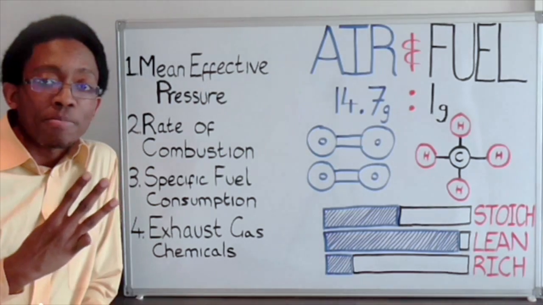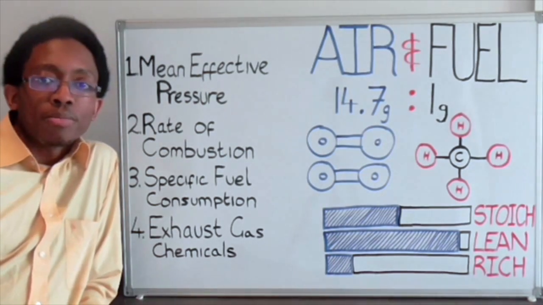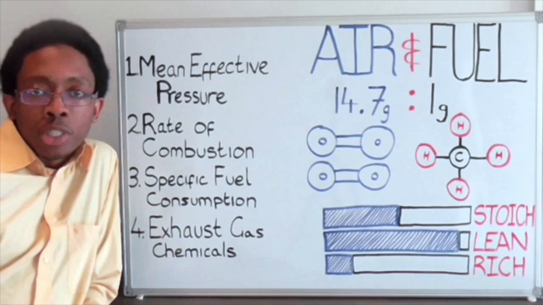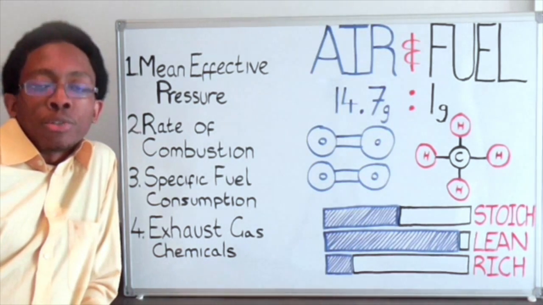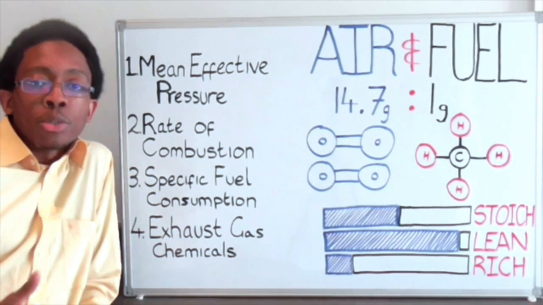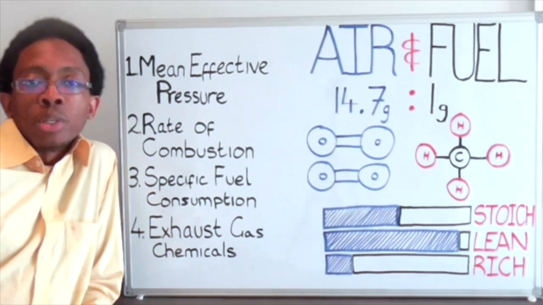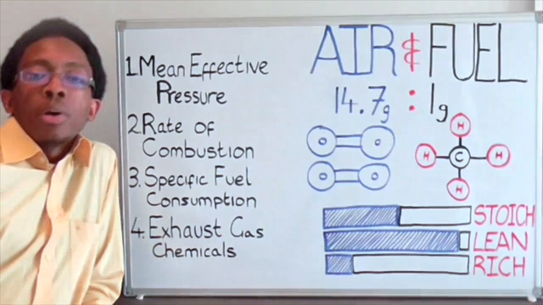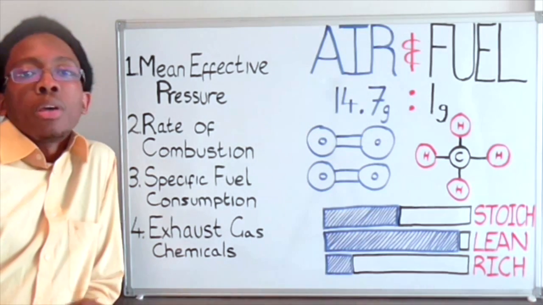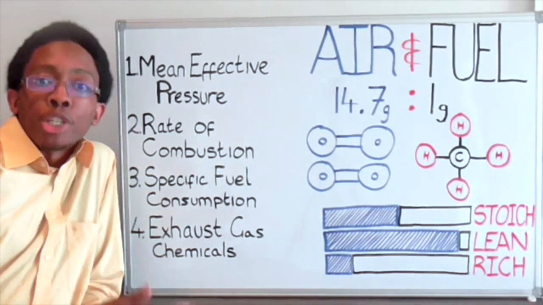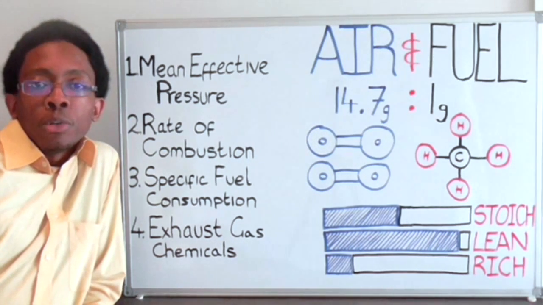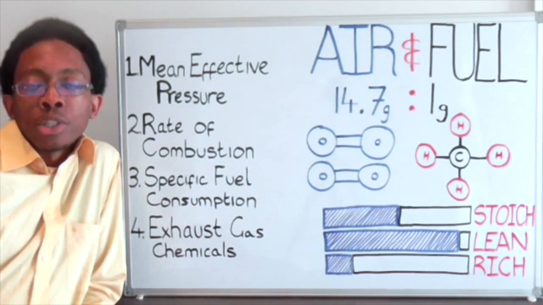Number 3, specific fuel consumption. The specific fuel consumption is a measure of the fuel efficiency and is measured with the rate of fuel consumption as well as the power output of the engine. Now, the rate of fuel consumption increases when we use a rich mixture of fuel as opposed to when we use a lean mixture of fuel.